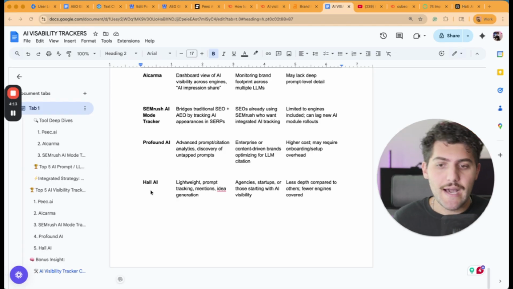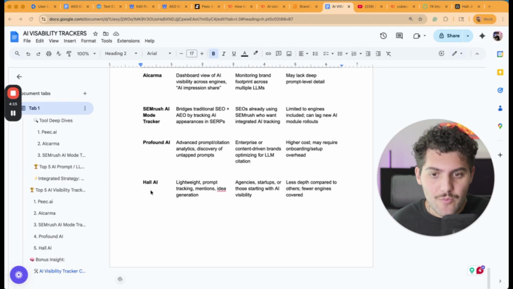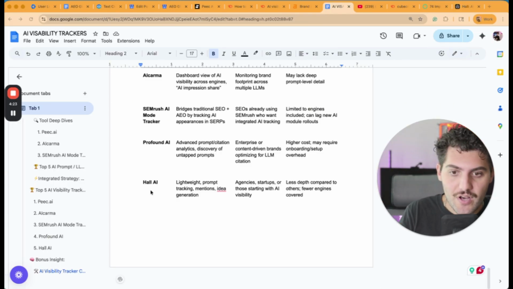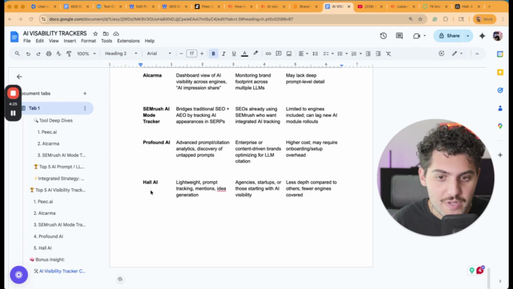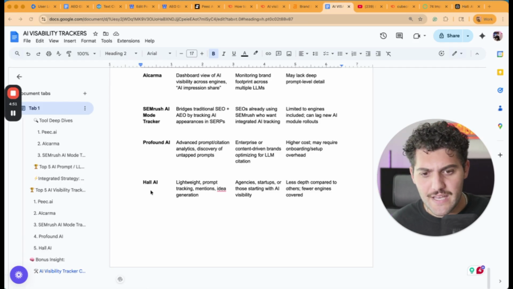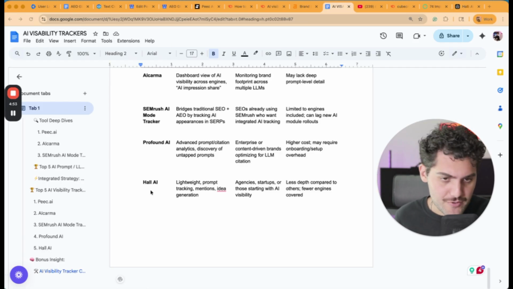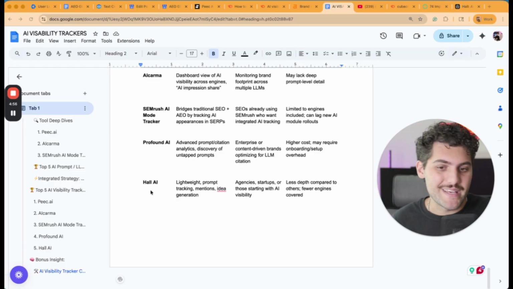Now with the last AI, it's on the lighter side, right? It's lightweight, with prompt tracking, mentions, and idea generation. This is best for agencies, startups, or those who are starting with AI visibility. And in terms of limitations, it just has less depth compared to the other AI tracking tools, and it covers fewer LLM models.